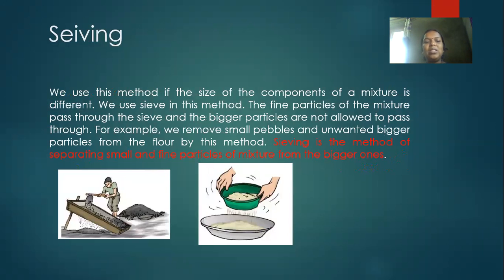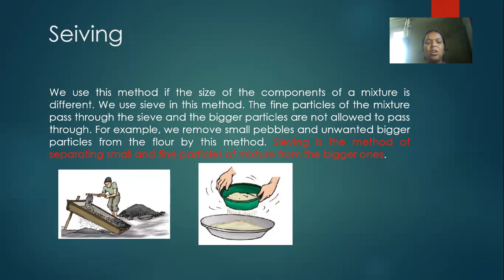The next one is sieving. We use this method if the size of the components of a mixture is different. We can use a sieve in this method. You can see the figure and you can be more clear about the sieve. The fine particles of the mixture pass through the sieve and bigger particles are not allowed to pass through. For example, we remove small pebbles and unwanted bigger particles from the flour by this method.